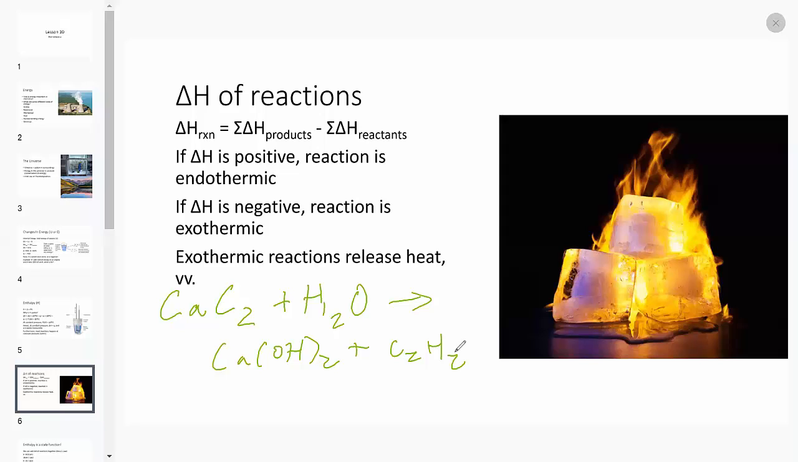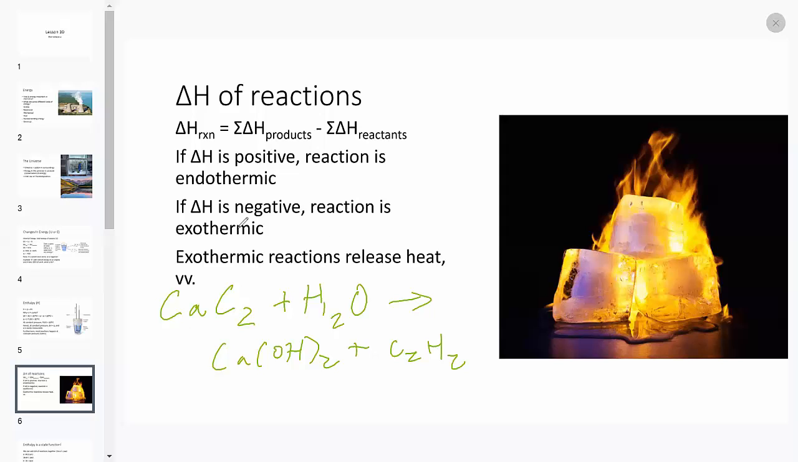And acetylene is highly flammable, so this acetylene can then be lit on fire, and the fire melts more water, which reacts with more calcium carbide. So you get this very interesting effect of what appears to be ice burning. So for the combustion reaction, the acetylene reacting with oxygen in the air to release heat, do you think delta H is positive or negative? Right. So we're releasing heat.